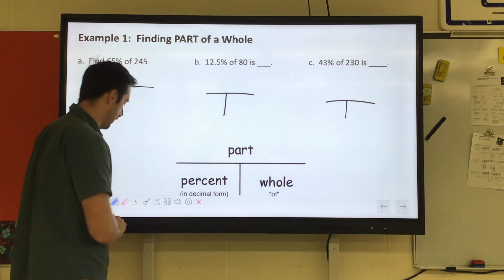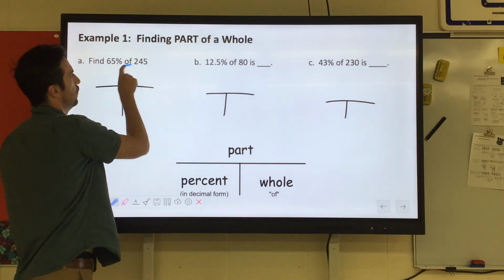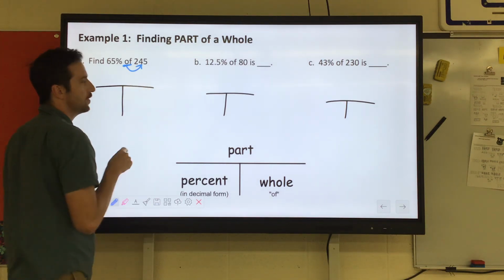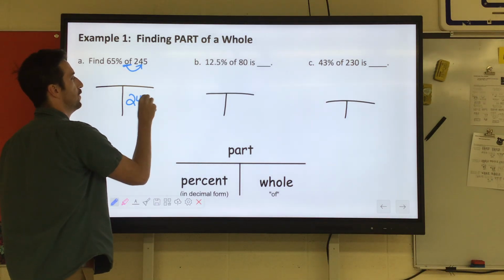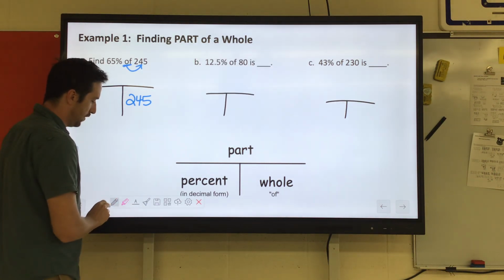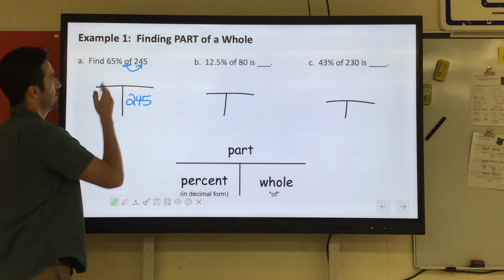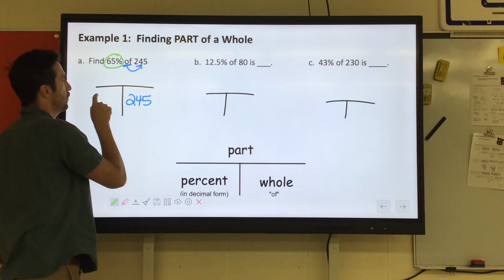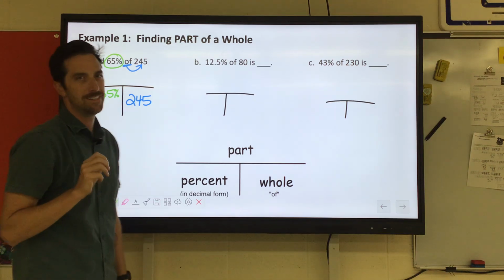So here's what I always recommend. Always look for the word of. Whatever comes directly after the word of is always the whole. So we're going to put the 245 in the whole spot. It's also pretty easy to see which one is the percentage because it will have a percentage sign with it. So 65% would be here, 65%. But we always want it in decimal form.